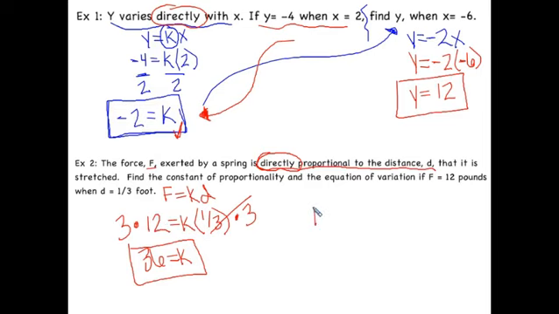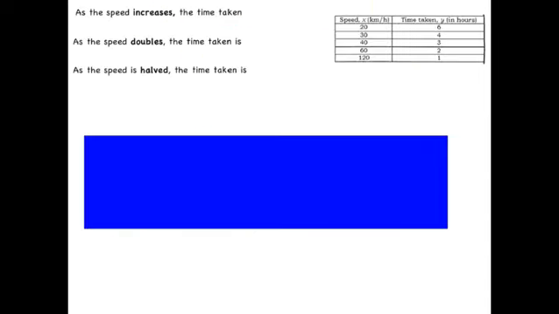So if we were to plug that back into our general form, like how we did over here, F equals 36d. We could use this equation to help us answer any other piece of information we could possibly want to know about this specific force on this spring. Alright, so direct variation, not too bad.